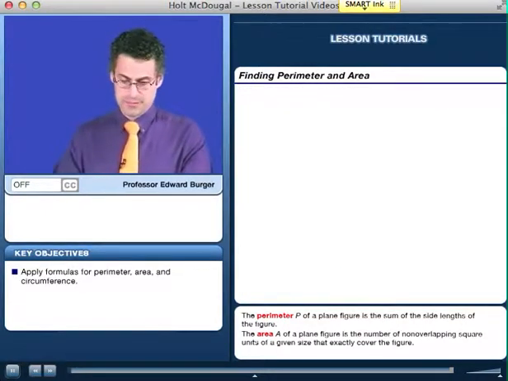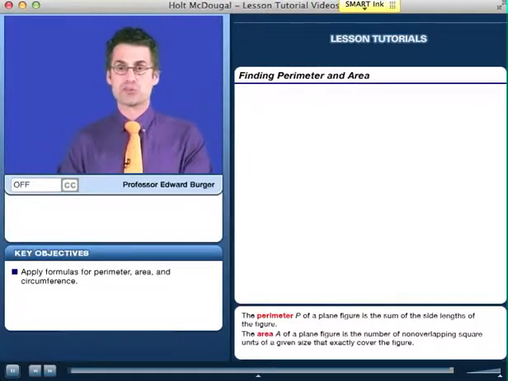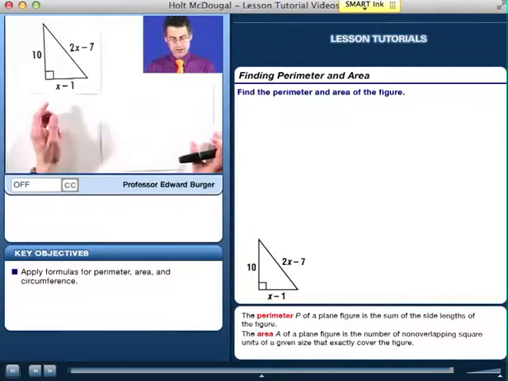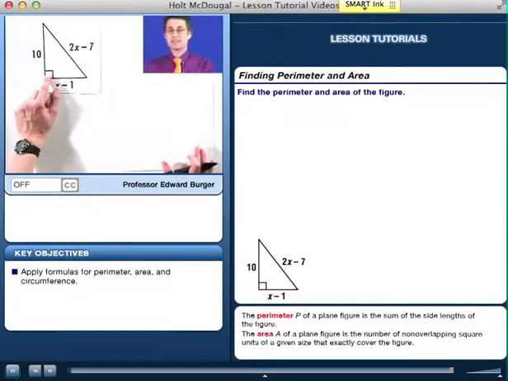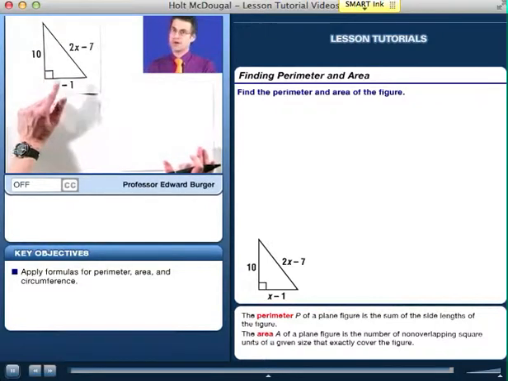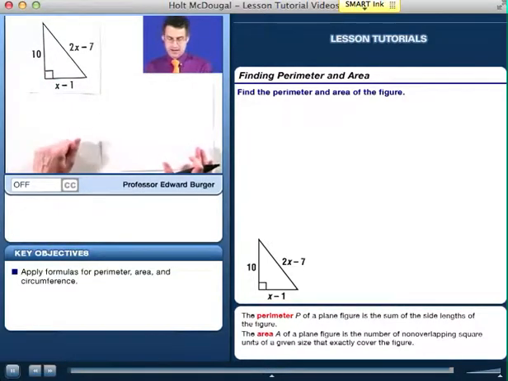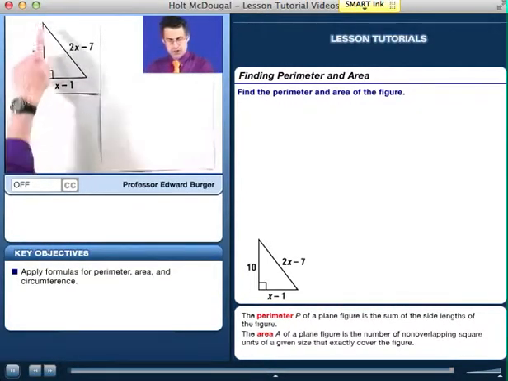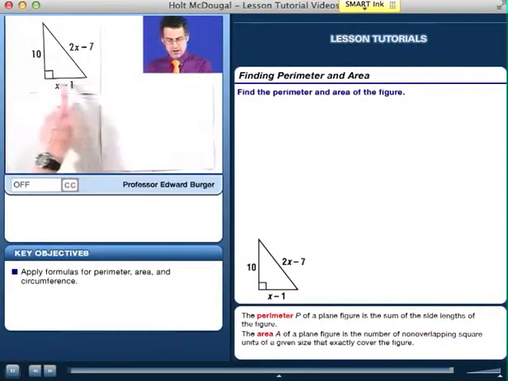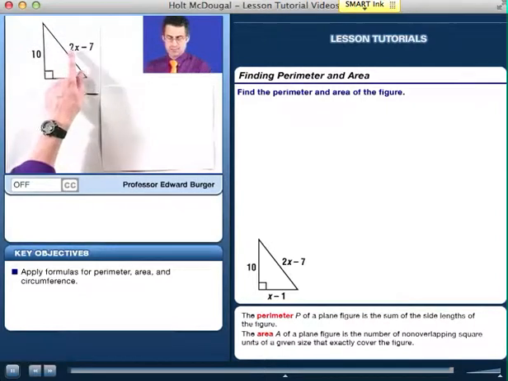Let's up the ante a little bit and take a look at this more abstract right triangle. You'll notice there's a right angle here, and I'd like to first find the perimeter of this triangle and then its area. But notice that while this side we know for sure is 10, this one we only know to be some unknown x minus 1, and this length is 2x minus 7.